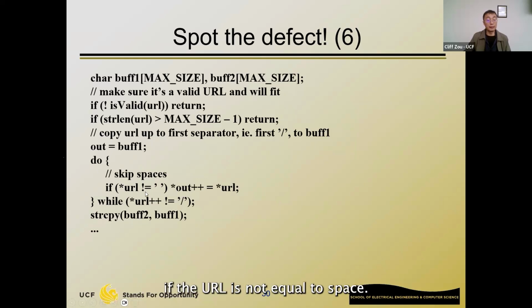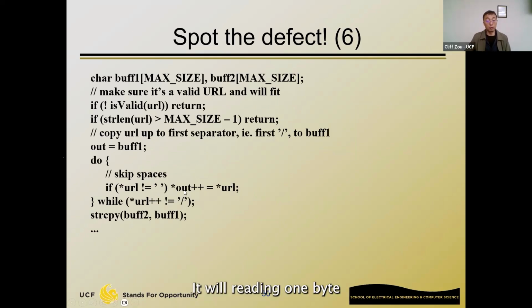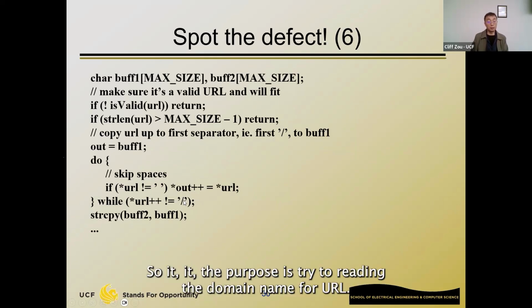If the URL is not equal to space, basically if the URL is a character string that doesn't have any space, it will read in 1 byte and copy it into this output, copying to this buff1 variable. So this out pointer is equal to buff1. It will do this byte by byte copying until you meet the first slash. The purpose is to try to read the domain name from the URL.